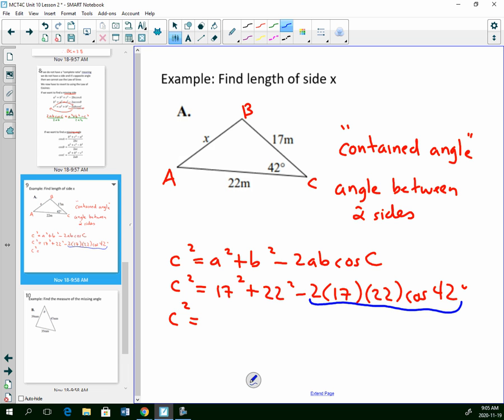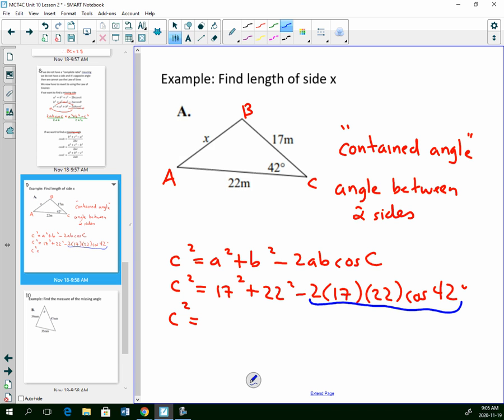Some people do this incorrectly because they square the 17, they square the 22, they multiply the 2, the 17, and the 22, and then they add all the terms, and then at the end they multiply by cosine 42. But remember that you have to do order of operations. So you have to do multiplication before you do addition and subtraction. All those terms at the end that are multiplied need to get multiplied together.